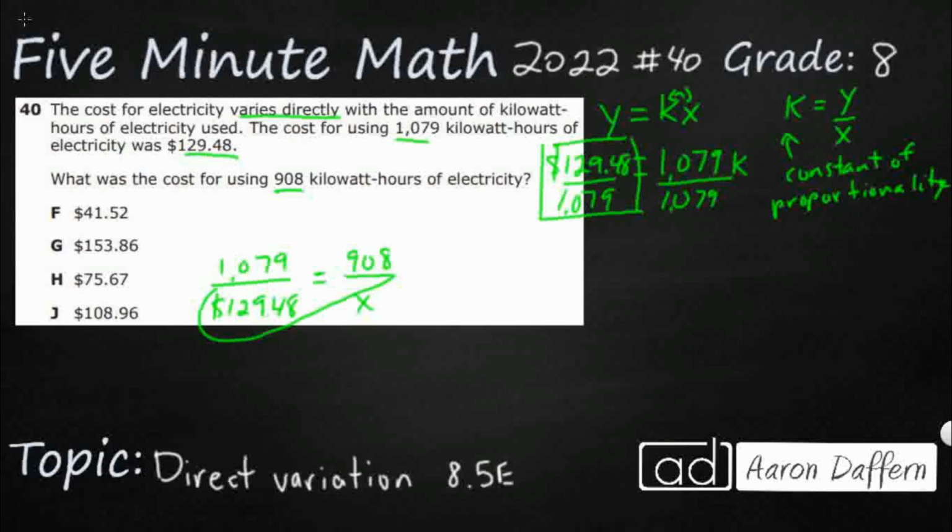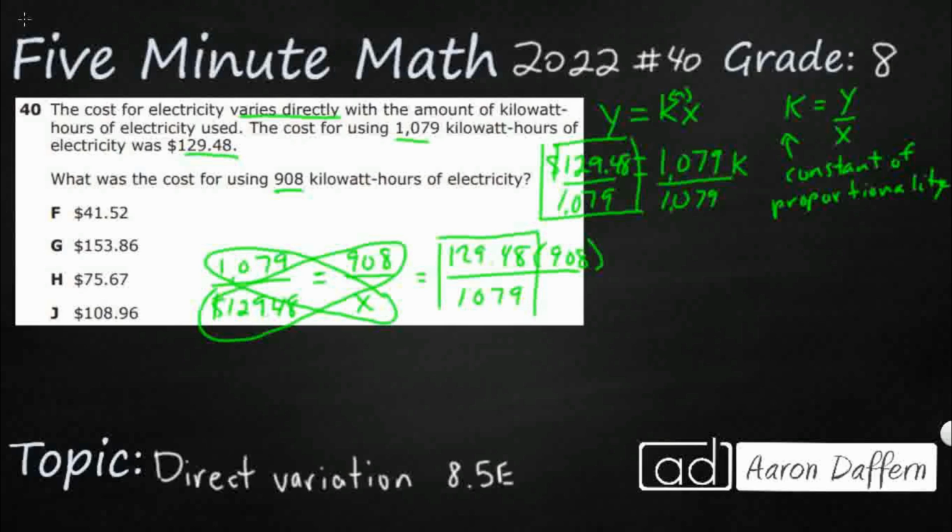So you could, if you wanted to, do a little bit of cross multiplication, right? And so you're going to get 129.48 multiplied by 908 divided by 1079. And if you think about it, that's exactly what we're going to do. We've got this 129.48 divided by 1079. That's what this is. When I figure out that k, guess what I'm going to have to do? I'm going to have to multiply it by 908 to get the answer. So either way works. So let's do this original way here.